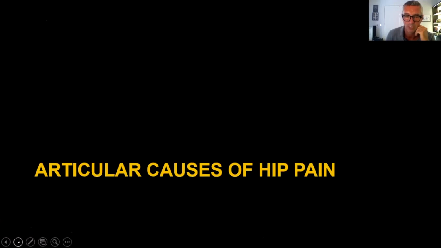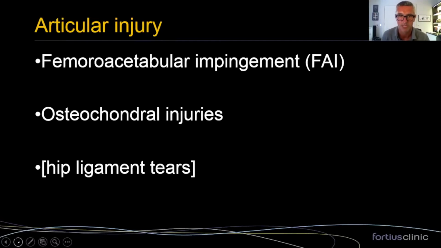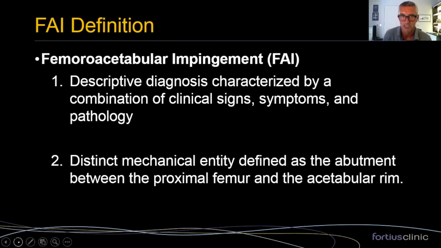The first one, and probably the most common, is articular causes of hip pain. So we're going to talk a little bit about femoroacetabular impingement, and then a little bit about osteochondral injuries. We probably won't talk about hip ligament tears. I'm sure lots of you already know this, but FAI is a descriptive diagnosis, and it's really about clinical signs, symptoms, and pathology. It's not all about our imaging. In fact, our imaging will frequently overstate the presence of hip impingement in asymptomatic individuals. So we have to be mindful of that when we're reporting our scans and x-rays for you.